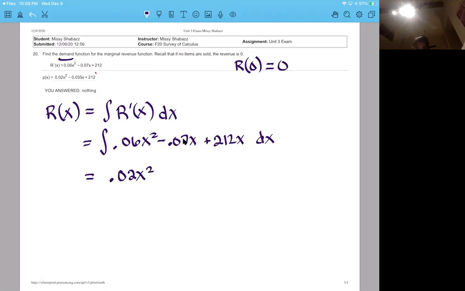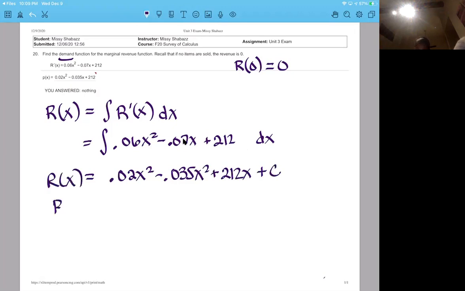And I'm going to add 1 to 1, and that's going to give me 2. 0.07 divided by 2 is 0.035 x squared, plus 212x plus my constant.